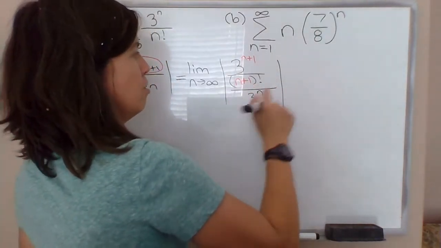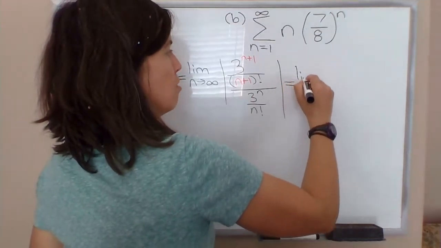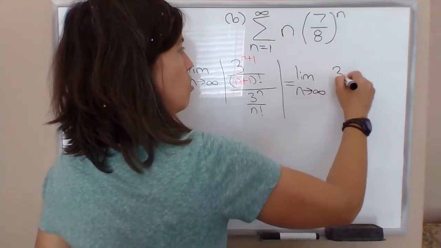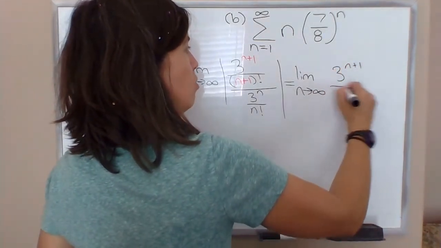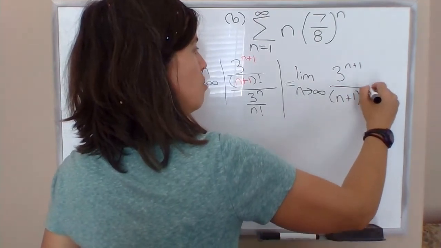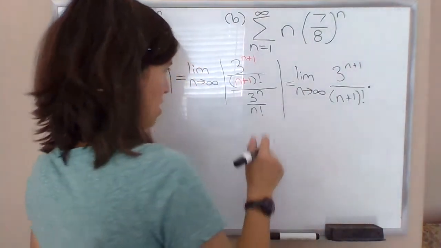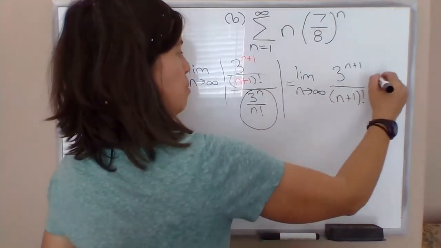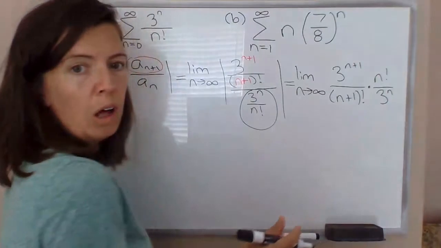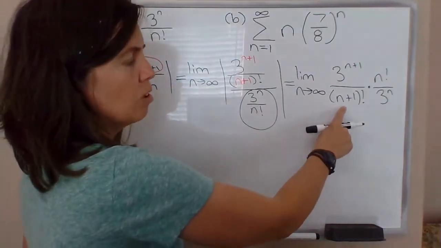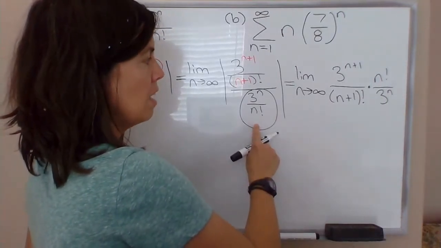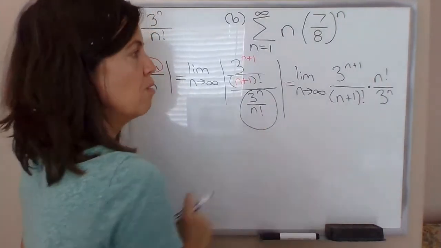Also, instead of dividing by a fraction, I can multiply by the reciprocal. So now I'm going to write this as 3 to the n plus 1 over n plus 1 factorial, that's the n plus 1 term, times the reciprocal of the nth term. So I'm going to bring this up and flip it over, so n factorial over 3 to the n. Once you apply the ratio test a few times, you may start going straight to this step, which will be fine. So instead of dividing by the nth term, multiply by the reciprocal.